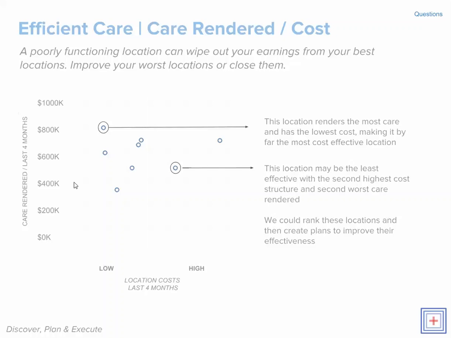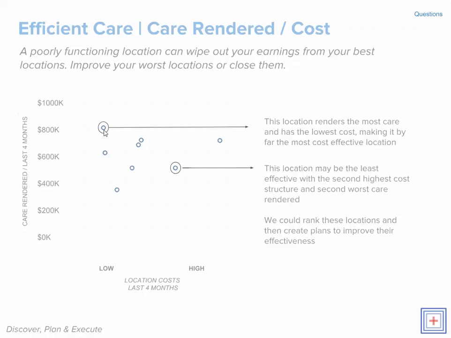So at a certain point, efficiency does start to matter. So it's just important to keep this view in the back of your mind, really independent of the kind of care that you're providing. So on the vertical axis, we have care rendered in the last 4 months by location. On the horizontal axis, we have location costs in the last 4 months. So this data typically comes from two different places. This will come from whatever you're using for your accounting, and this is going to be coming from your billing. So you need to combine those two information sources to get a view like this.